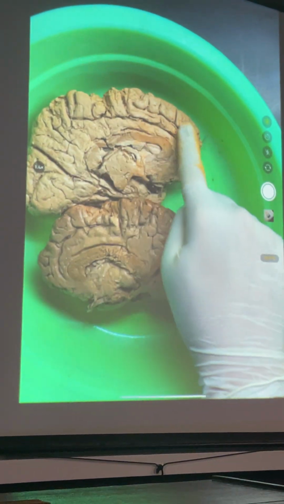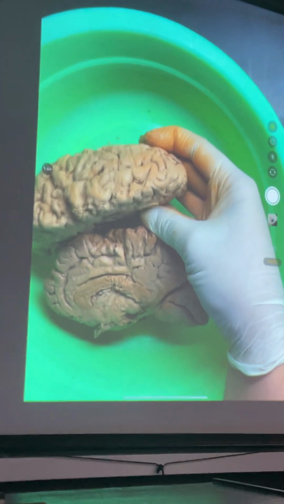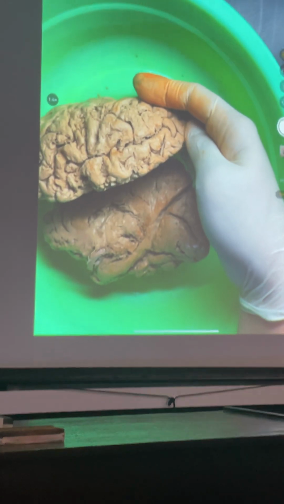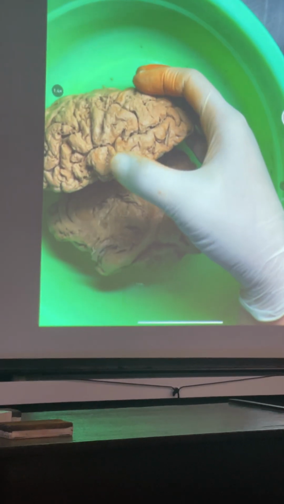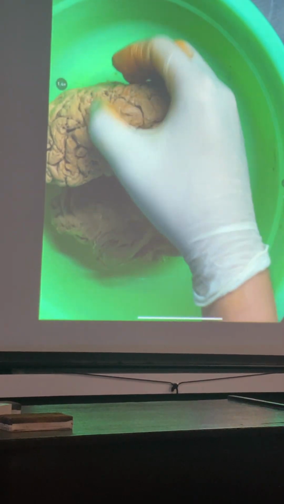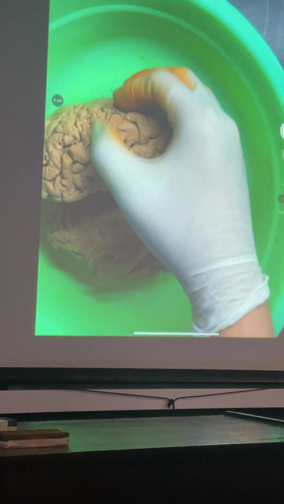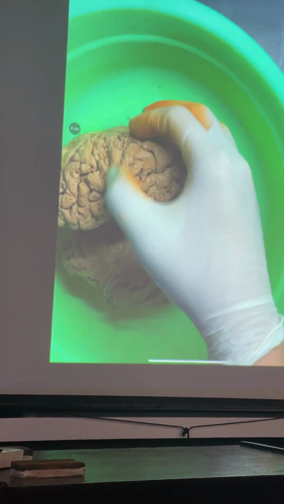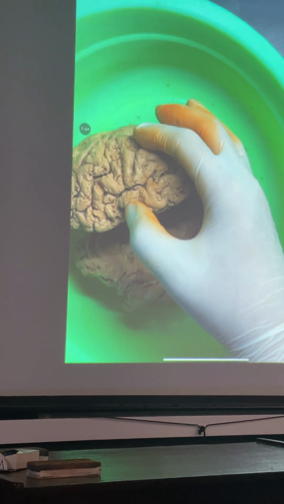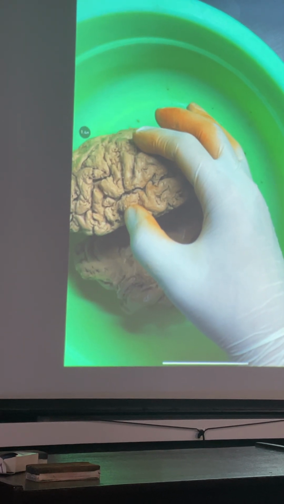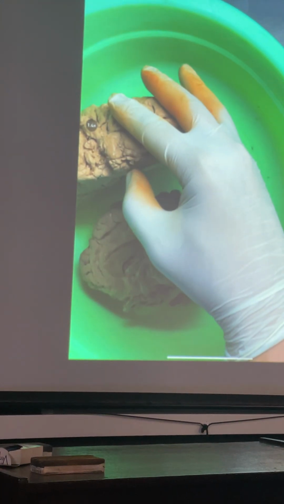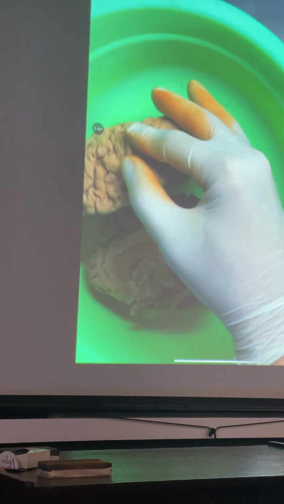So this is now the superior frontal gyrus over here. Once again, this is the superior frontal gyrus. And this one here is the precentral gyrus. So the precentral gyrus is the center of motor. This is where the homunculus is seen.